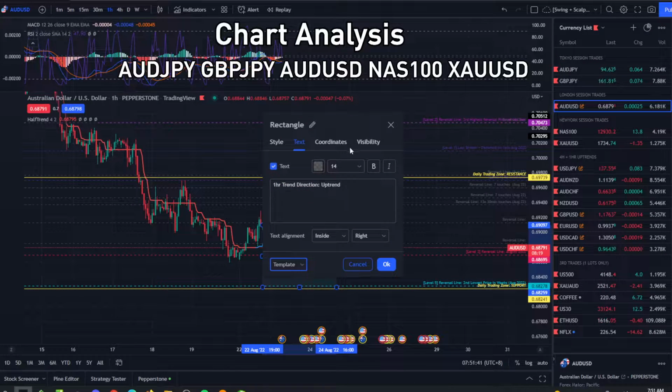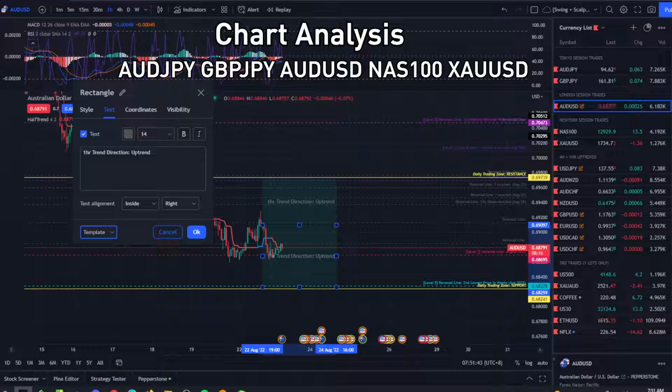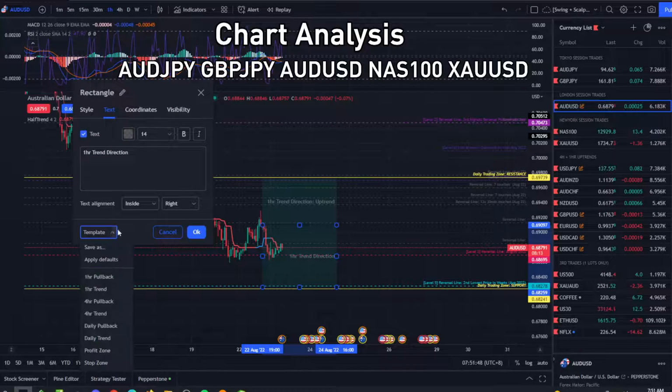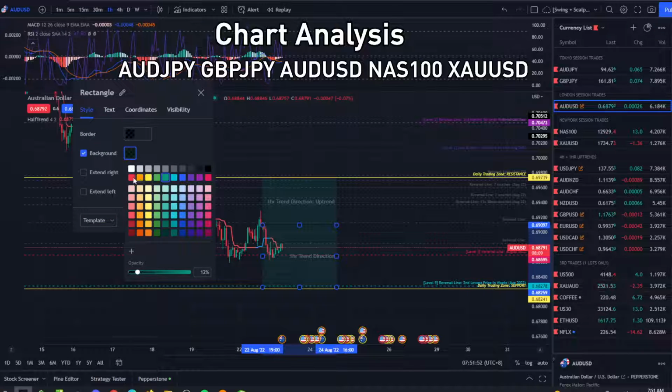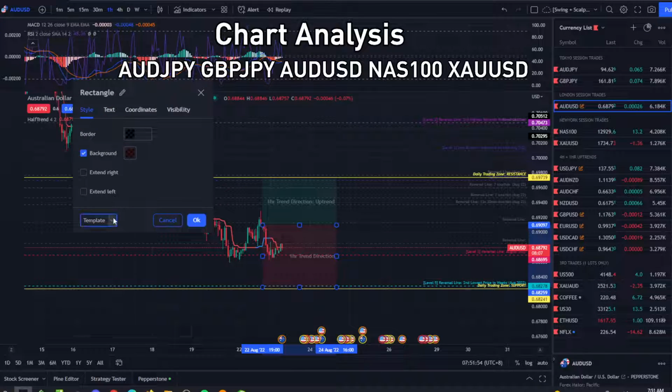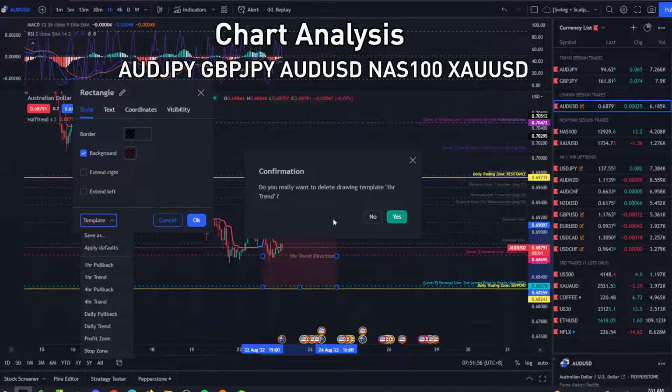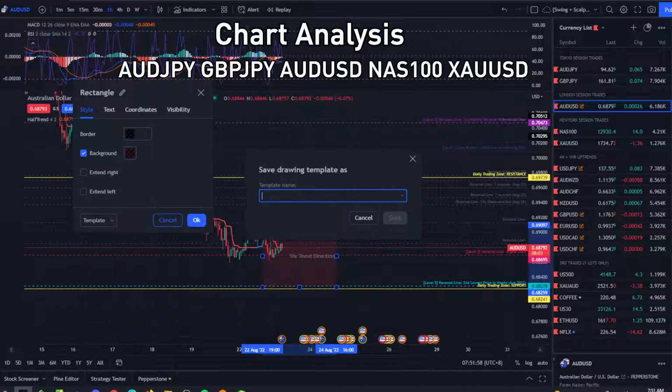So this is a trend, so we're going to change that. This is now a downtrend. Downtrend direction. Let me just quickly delete that. Yep, and save as 1 hour trend.